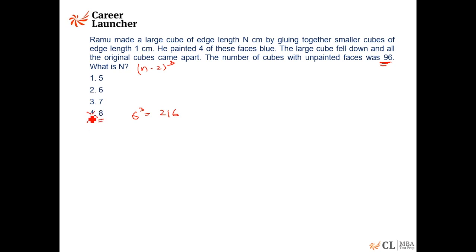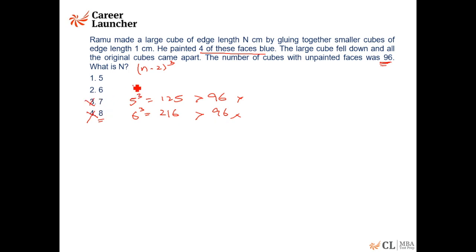This itself is giving me inside the cube 216 unpainted faces, and there are a few unpainted faces on the face also, no? Because he's painted only 4 faces. So 2 faces were unpainted, they will also be the case. So 7 means 5 cube. 125 is greater than 96. This is greater than 96, so both of these are wrong.